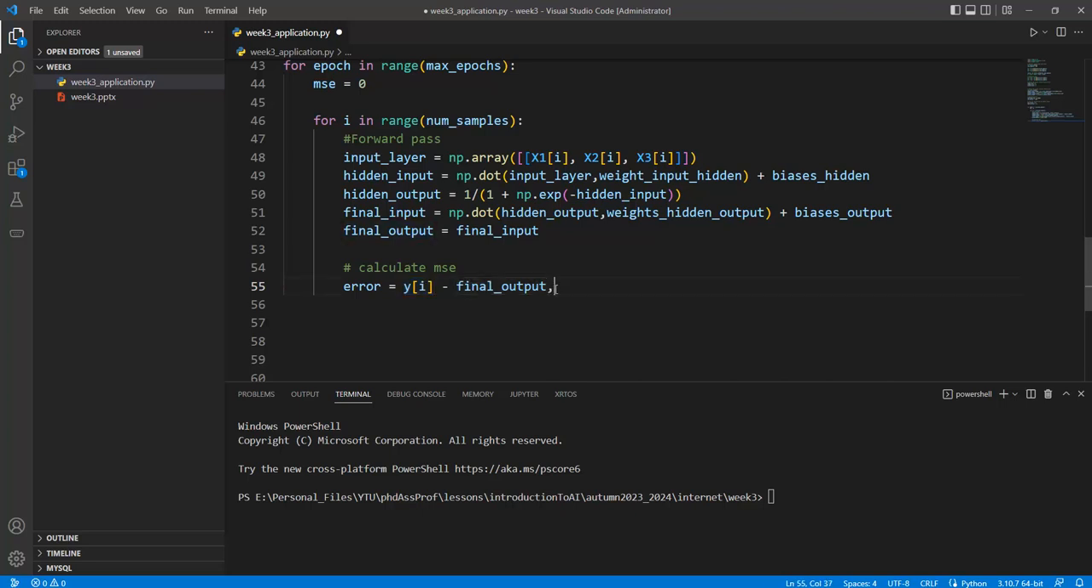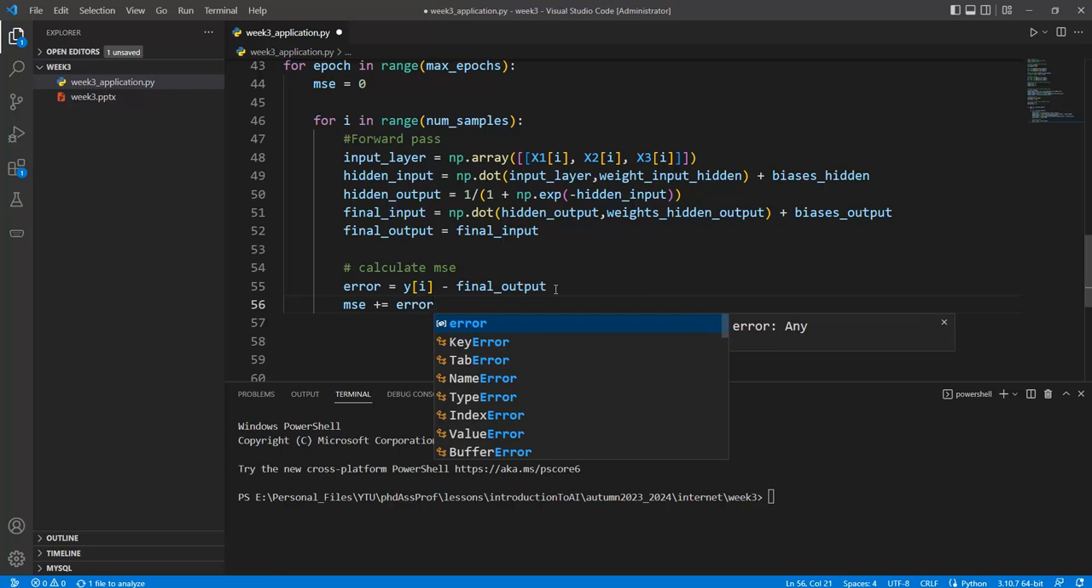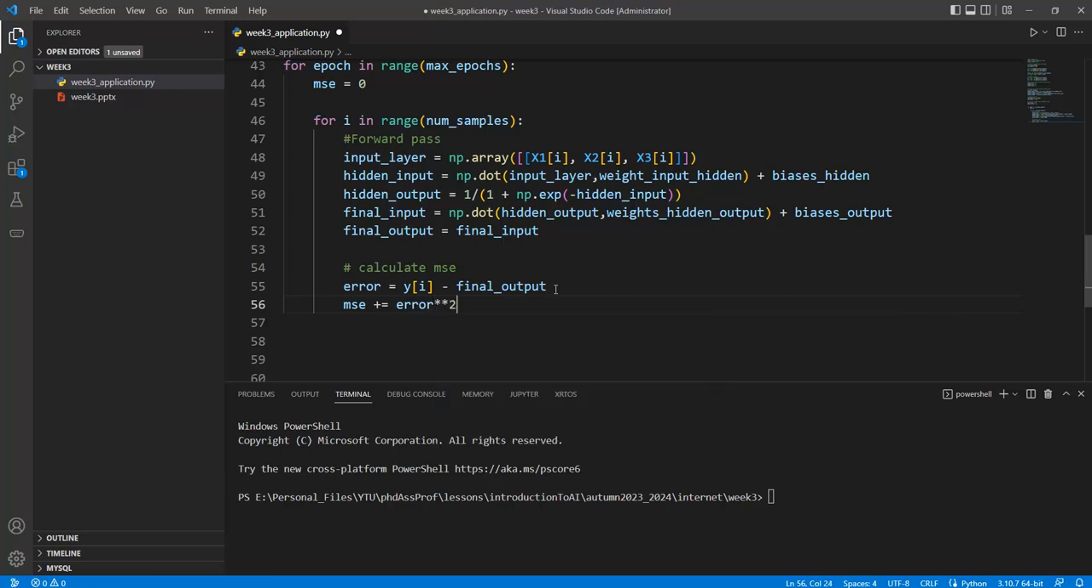And so MSE is equal to the error times square, because this is equal to the error squared. Okay, and at each iteration the MSE is collected.